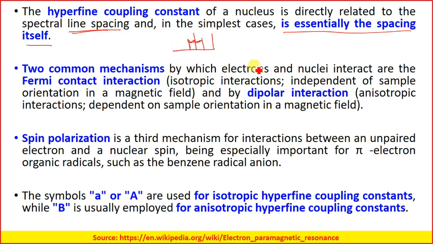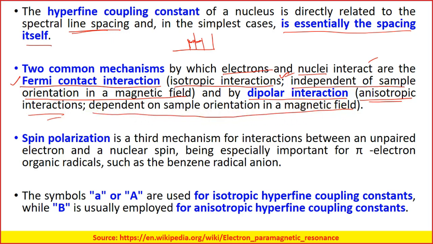Two common mechanisms by which electrons and nuclei interact. Now we are coming to how electrons and nuclei interact. First one is the Fermi contact interaction. It is an isotropic interaction, and it is independent of the sample orientation in the magnetic field. And the second is the dipolar interaction, which is anisotropic in nature and dependent on sample orientation in a magnetic field.